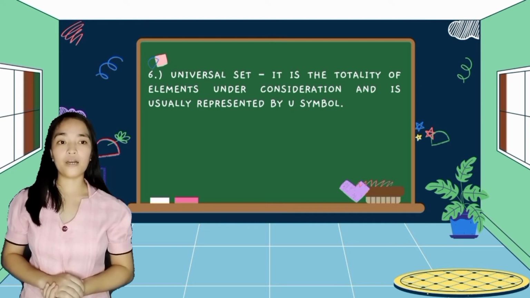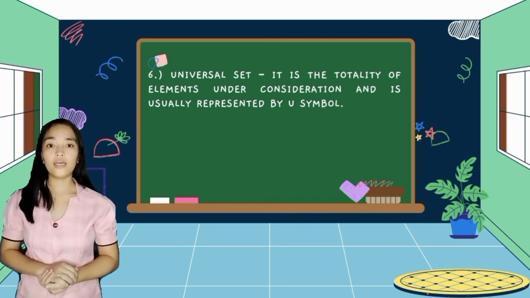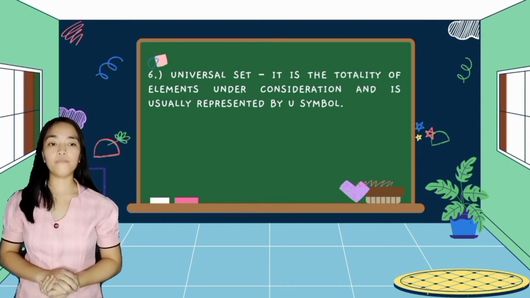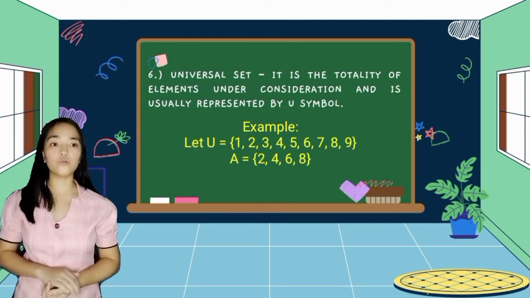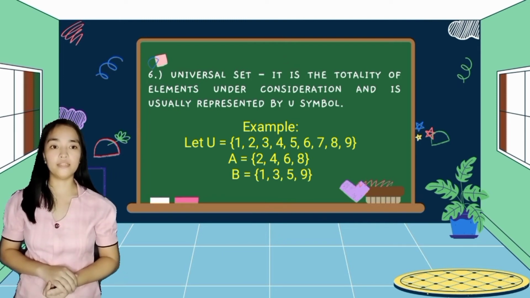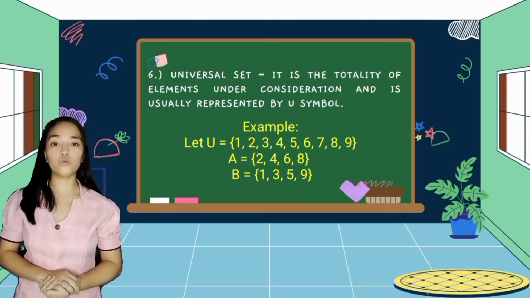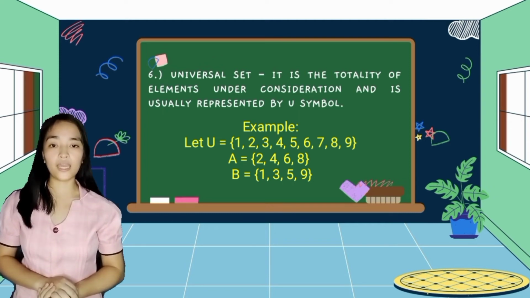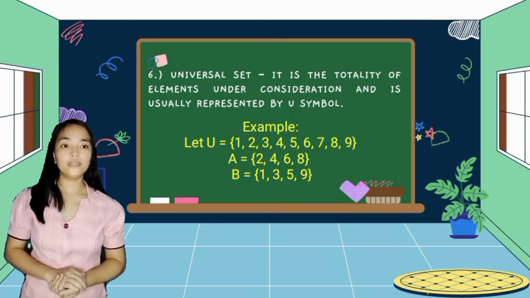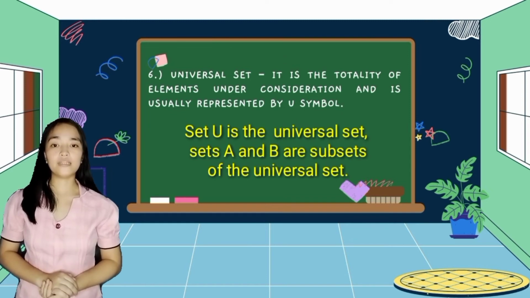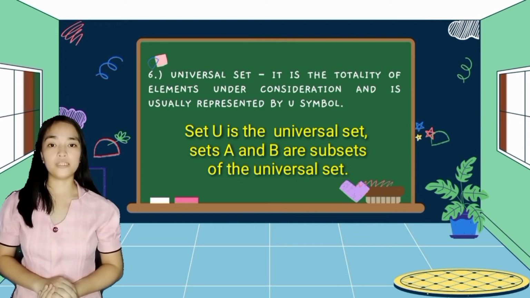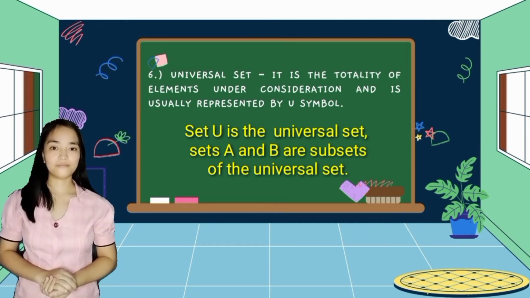And lastly is universal set. It is the totality of elements under consideration, and it is usually represented by the symbol U. Example, let U be equal to the group of 1, 2, 3, 4, 5, 6, 7, 8, and 9. A is equal to the group 2, 4, 6, 8. B is equal to the group 1, 3, 5, and 9. In the given sets above, set U is the universal set. Sets A and B are subsets of the universal set.